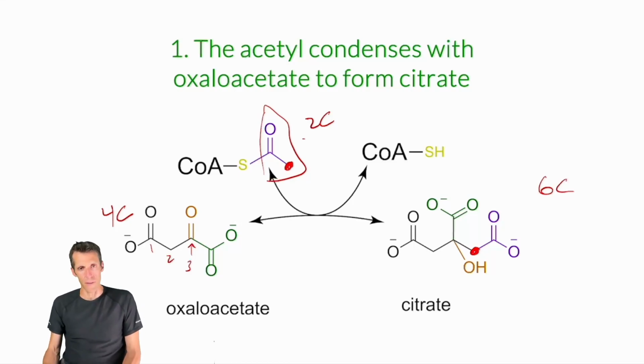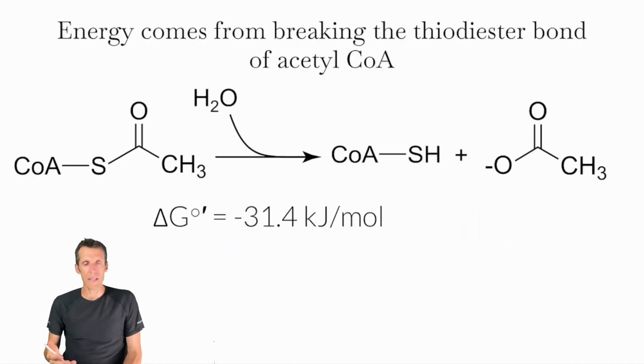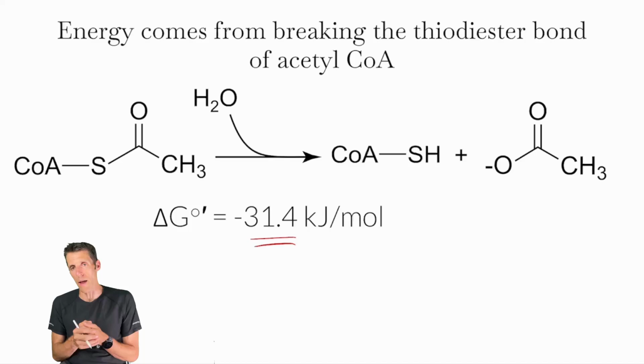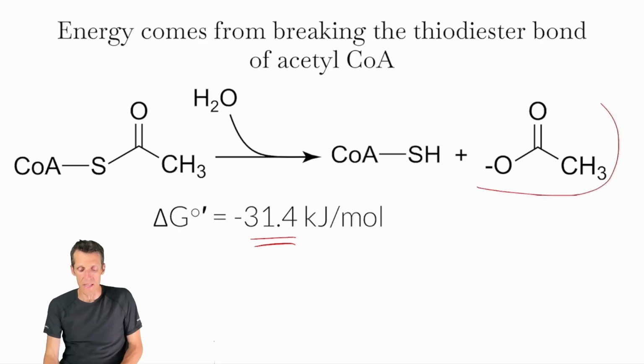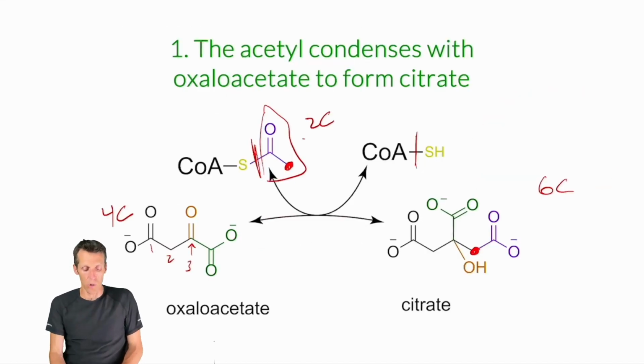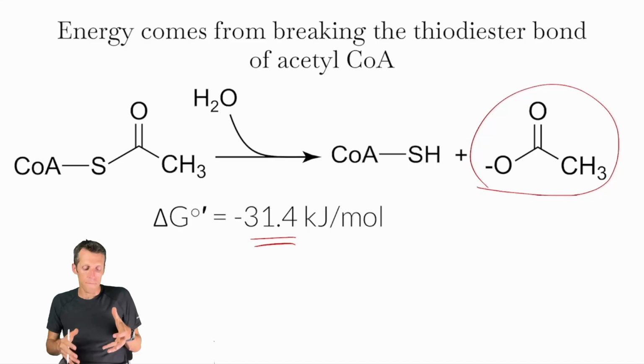And we are paying for this, which is actually an unfavorable energetic reaction, by breaking this thioester bond here. Breaking that bond yields minus 31.4 kilojoules per mole, so it's a favorable hydrolysis reaction. Because that hydrolysis reaction is favorable, inside of the active site we can couple that to, instead of releasing the acetate as a free molecule, gluing it onto the oxaloacetate. But that's all driven by the breaking of this thioester bond. Okay, so what have we done? We've gone from a 4-carbon oxaloacetate and a 2-carbon acetyl-CoA to a 6-carbon citrate.